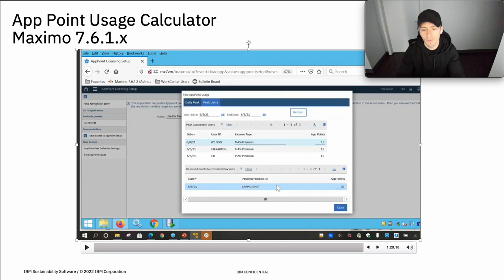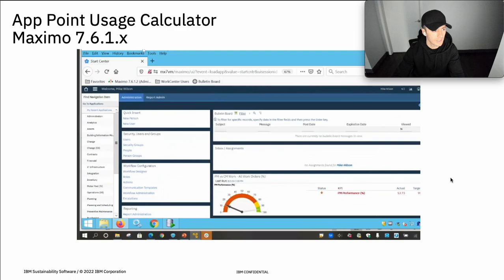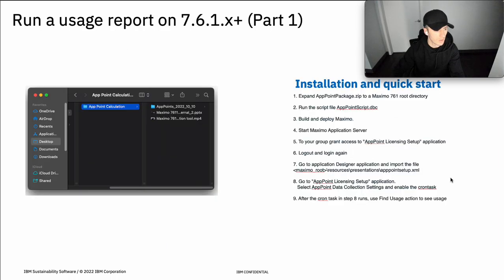So now that we've seen how this works, I want to walk you through what the process is like to install this. There are really two parts to this overall process. Part one is to download the file with the application. You can then bring it into your environment and follow the installation steps that we see here.